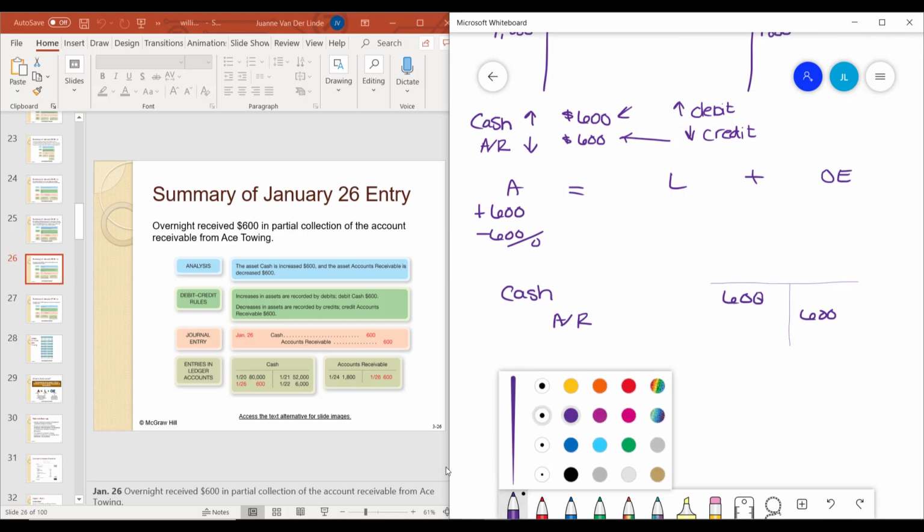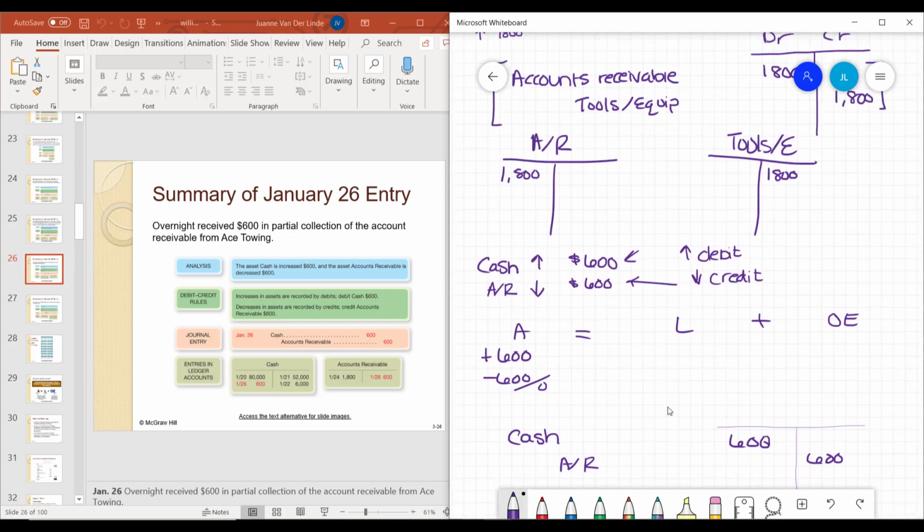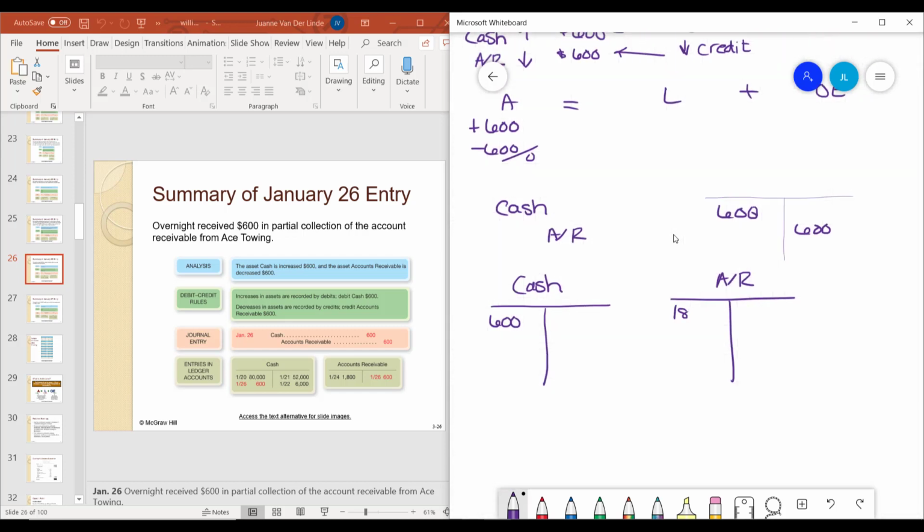And now we can post that to our ledger accounts. There's the cash T account, and then there's the accounts receivable T account. Cash is being debited on the left, and accounts receivable is being credited on the right. But one interesting thing to note here is, remember, based on the prior entry, we had a balance in accounts receivable, right? We debited accounts receivable for $1,800, so initially it had a balance of $1,800. But now I'm coming over here and I'm crediting accounts receivable for $600.